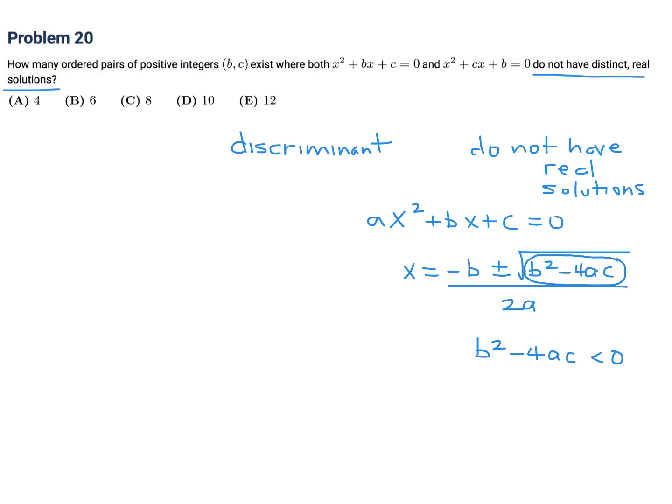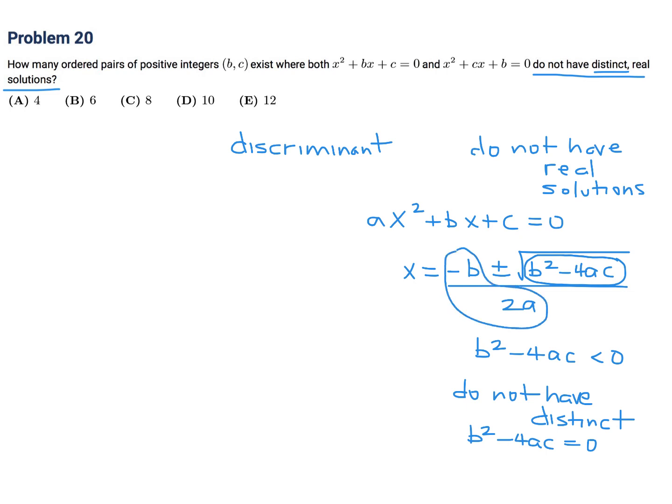Now let's talk about the word "distinct." Do not have distinct. What does that mean? Well, distinct means two, right? If you have A and B, they're different. If they do not have distinct, that means they're both the same. And if the roots are the same, then that means that b squared minus 4ac is equal to 0. That way you would just get that as a root.